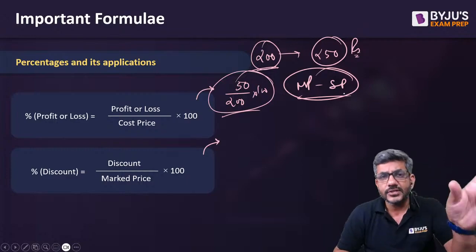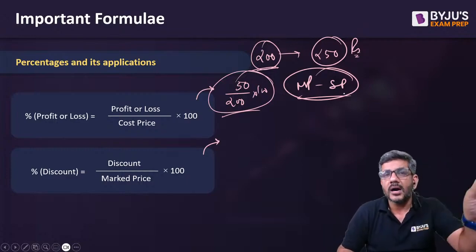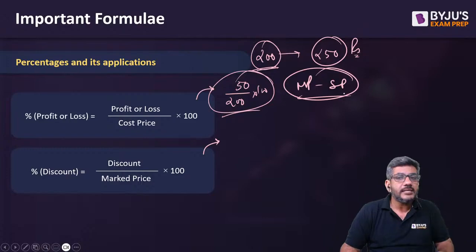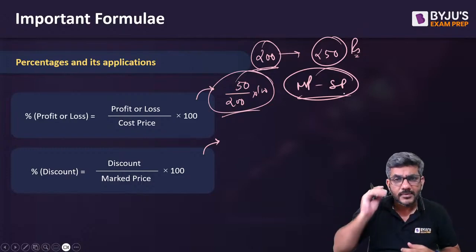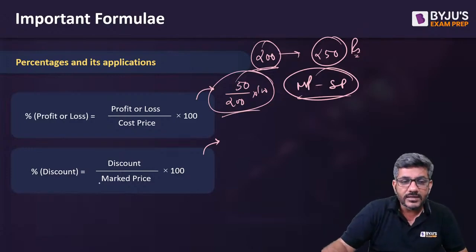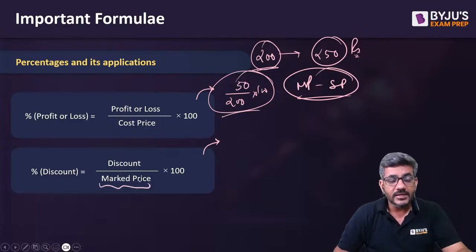You see a shirt, something is written on that. That is the marked price. At what price you purchase it, that is the selling price. Of course, selling price for the shopkeeper. For you, it will become the cost price. That discount calculated on marked price is called the percentage discount.